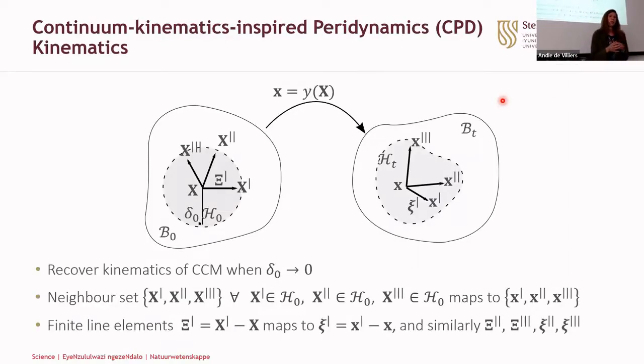So in CPD, we want to look at deformation measures which mimic this transformation of a line, an area, and a volume. And we also want to recover the kinematics of classical continuum mechanics when this neighborhood shrinks to zero, so when it becomes a local theory again, because that's a big difference. CPD, peridynamics, is non-local. Okay, so it's helpful to define this bond vector. It's the vector pointing from the point to its neighbor in both the reference and the current configuration.